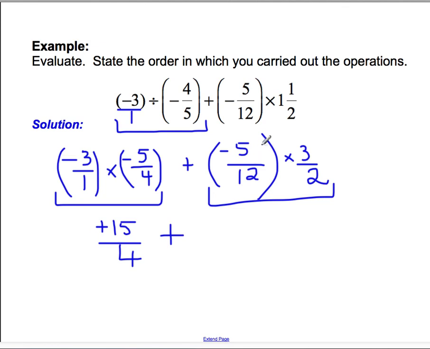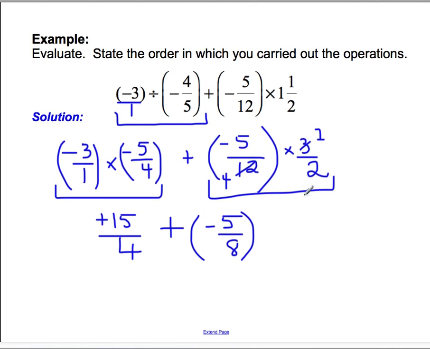plus on this side I can cross cancel 1 and 4 here. And I'm going to get negative 5 over 8. Both the 12 and the 3 are divisible by 3, and that's how I got that. Now I have an addition sign. So here I just did both my multiplications so I didn't have to do it in 2 steps.